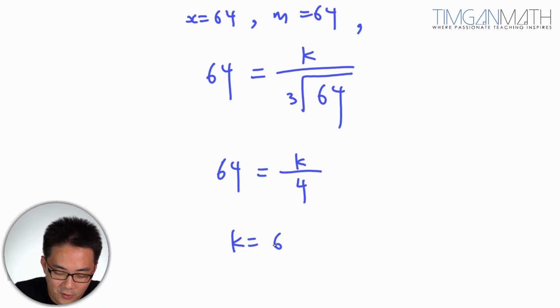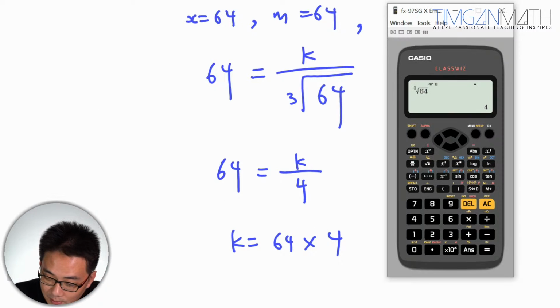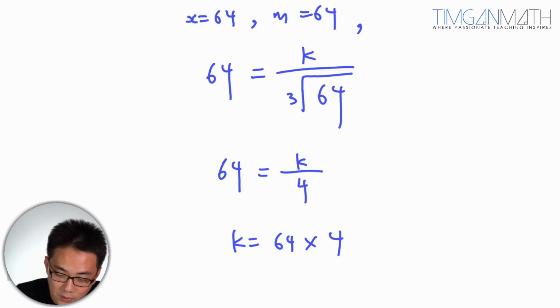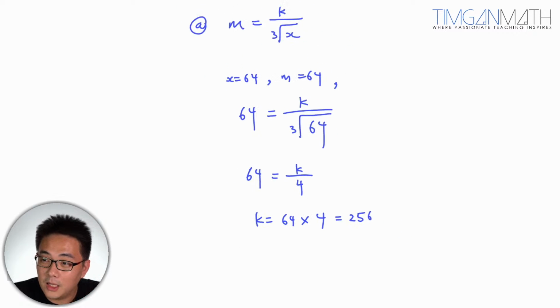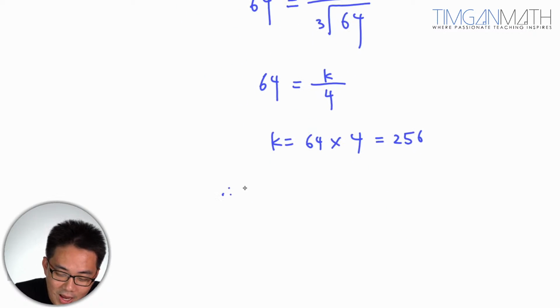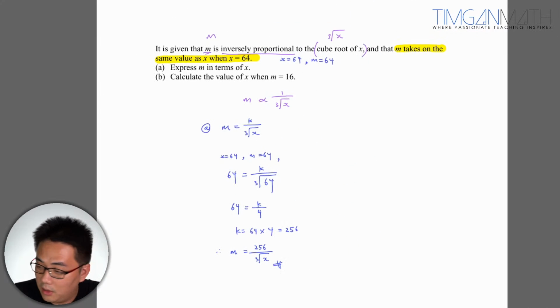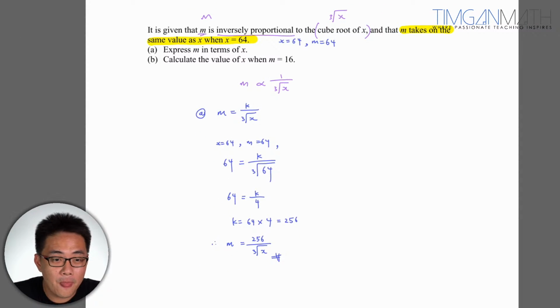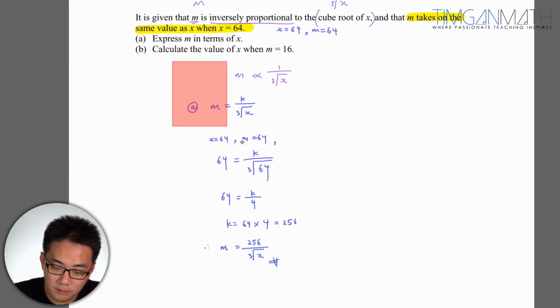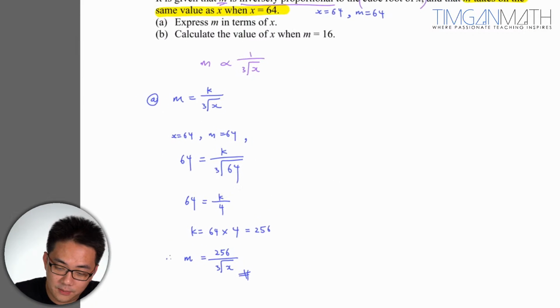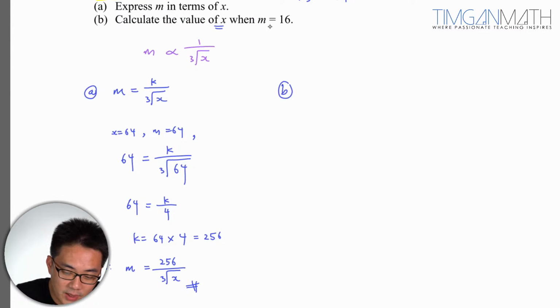Then k will just be 64 multiplied with 4. That's pretty okay. So multiply with 64. That will be 256. Okay? It's 256. So hence m equals 256 over cubic root of x. Okay, that's your equation there for the first part. I think it's pretty okay. Then we're going to do part B, right? Part B is to calculate the value of x when m is 16. So when m is 16, what is my x?